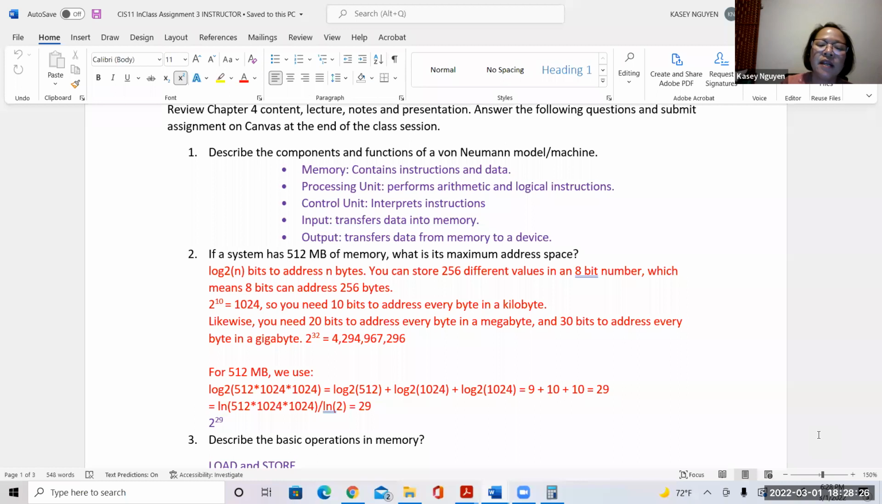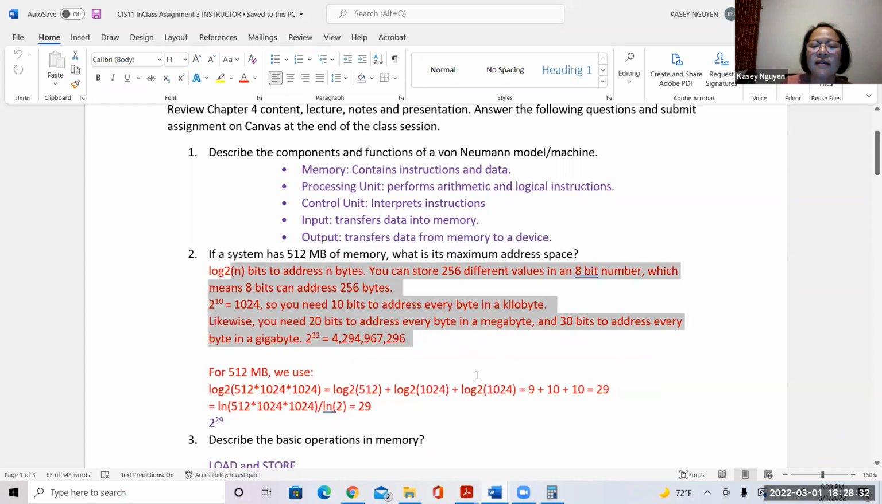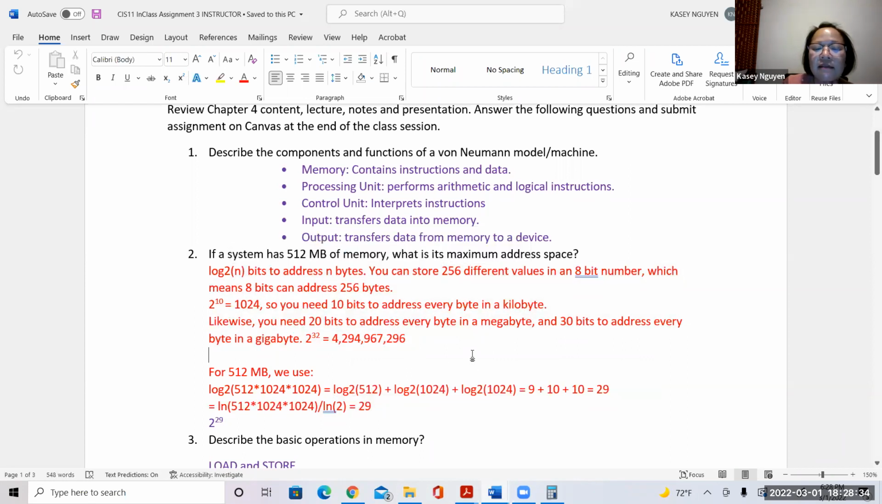So we would have 29 bits, as referred to what we saw here. Okay, 29 bits. I should put that so it's clear to you. So the 29 bits address space. Any question?